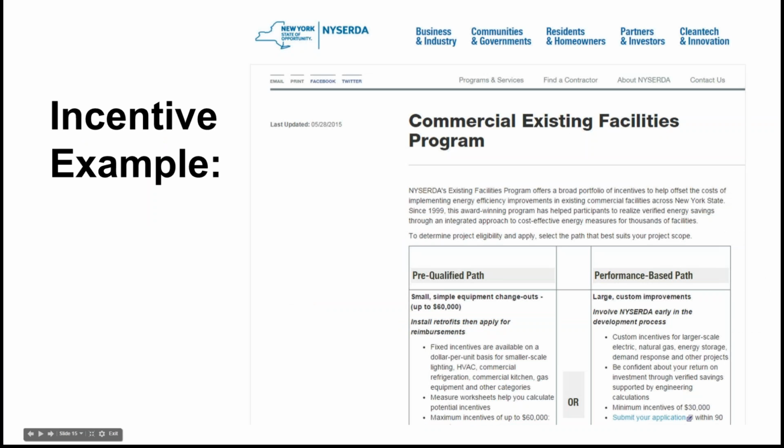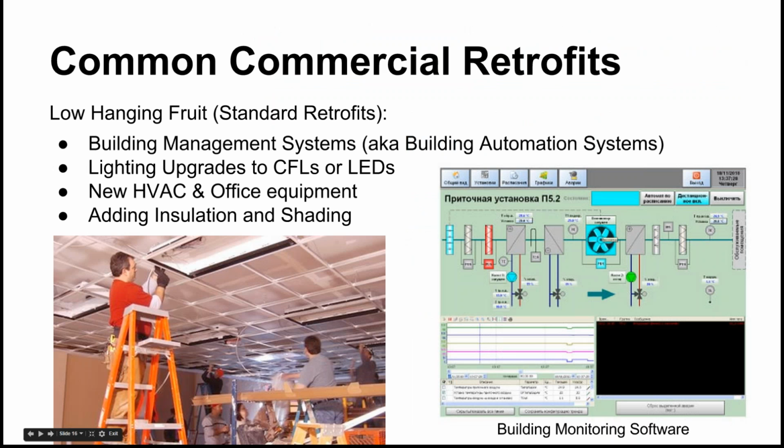And you basically have to put together an application saying what it is you want to do and what sort of changes you're planning to make, whether it's replacing lights, replacing your equipment, or putting in a building management system. And if you get approval, you can get paid for it. So here they have incentives up to $60,000 for commercial buildings doing energy updates. Next slide, please.